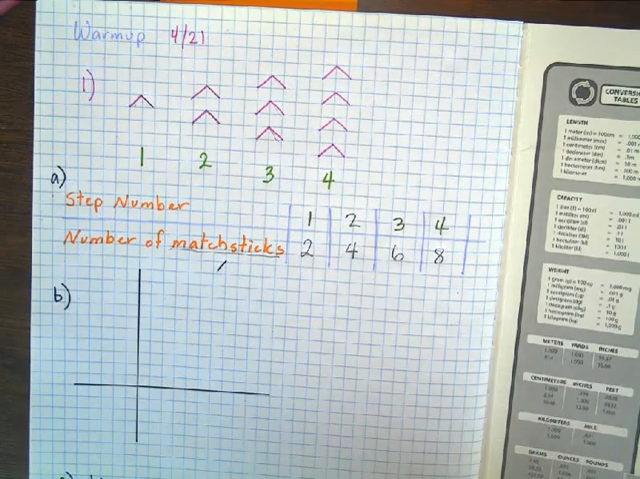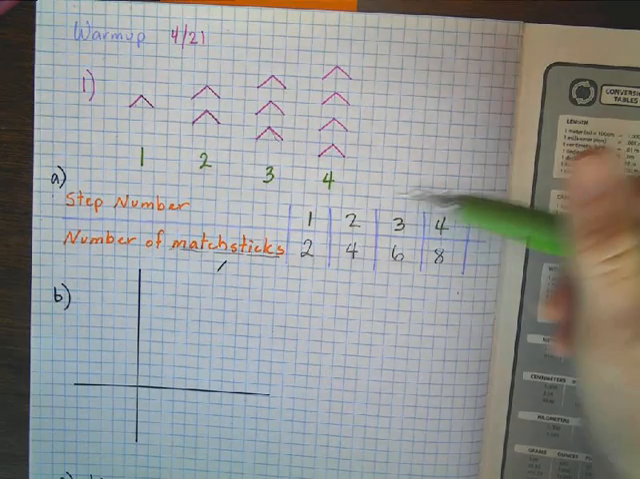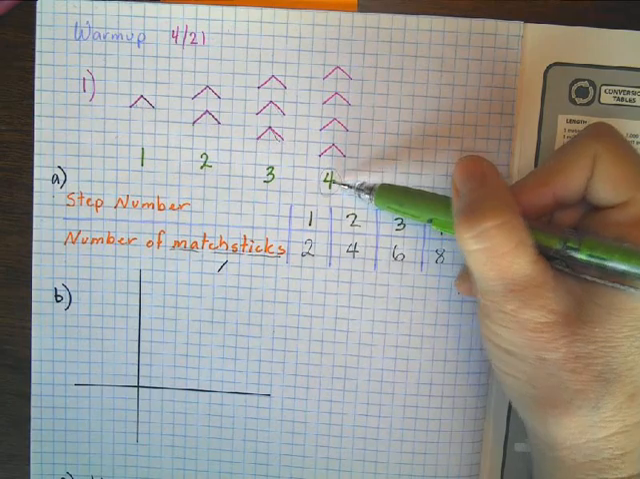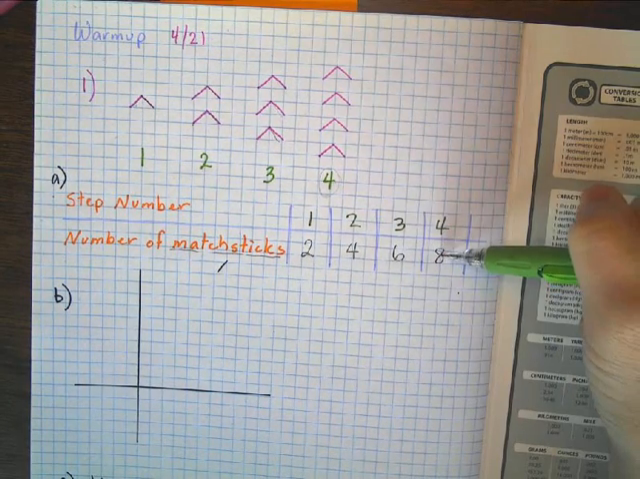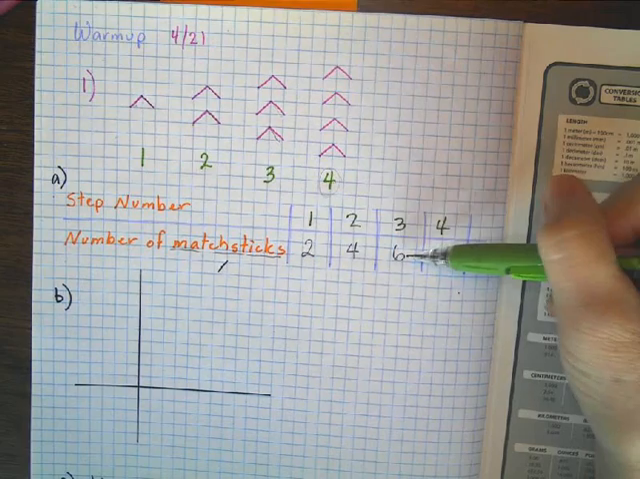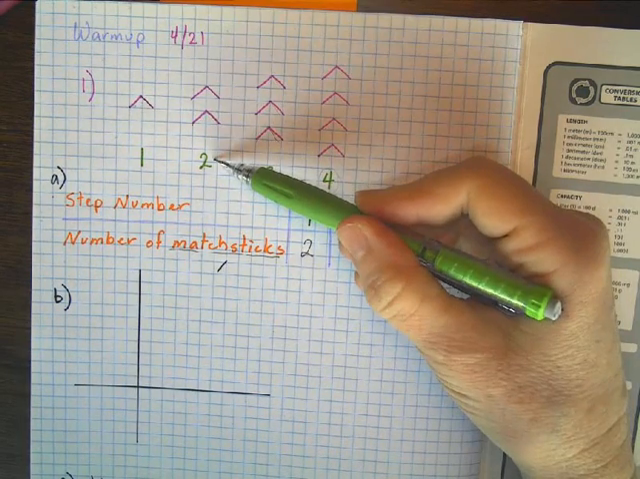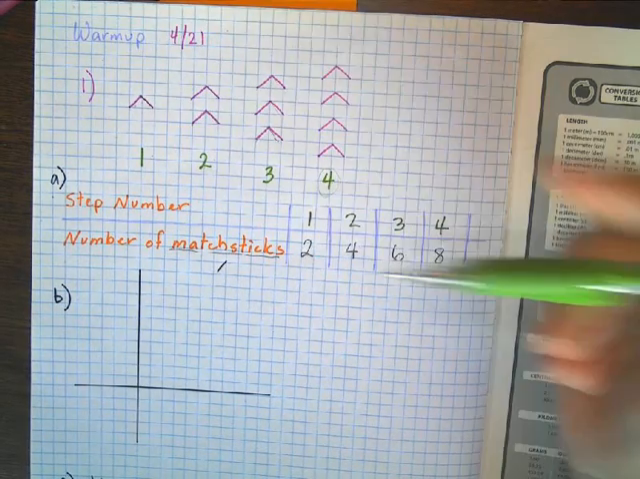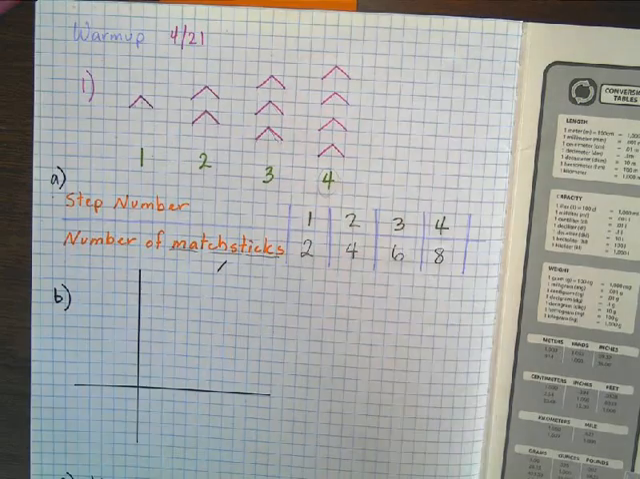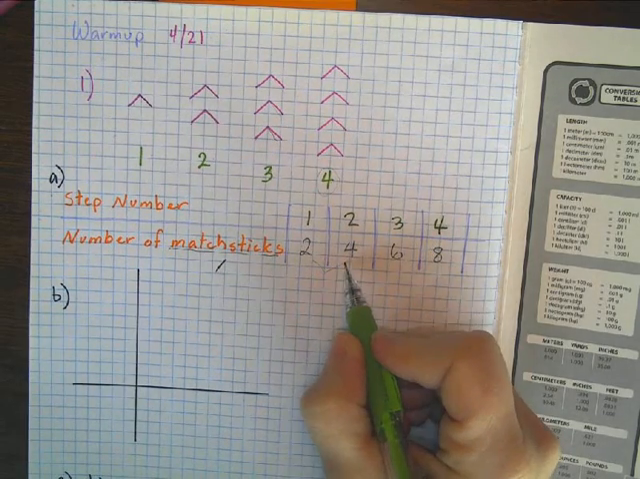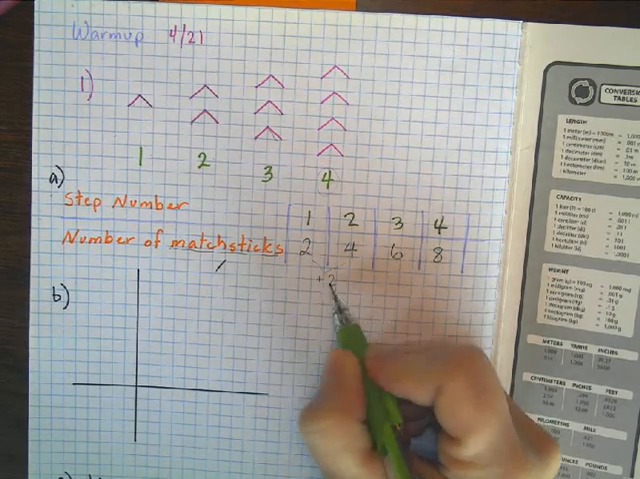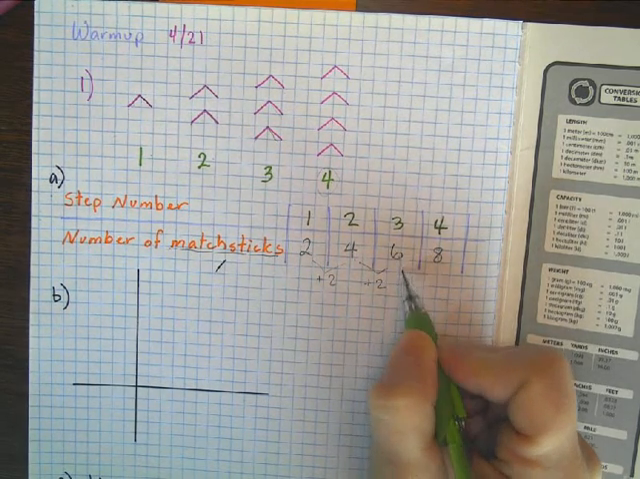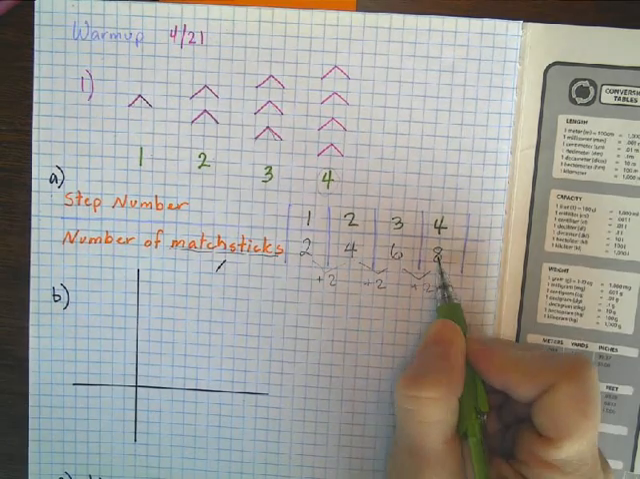So a couple ways to think about it. One way is I take my step number and I times it by 2. 4 times 2 is 8. 3 times 2 is 6. 2 times 2 is 4. 1 times 2 is 2. Another way to think about it is I'm adding 2 every time. Plus 2. 2 plus 2 is 4. 4 plus 2 is 6. 6 plus 2 is 8.